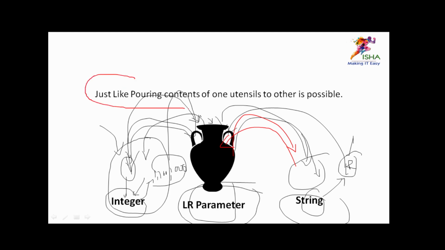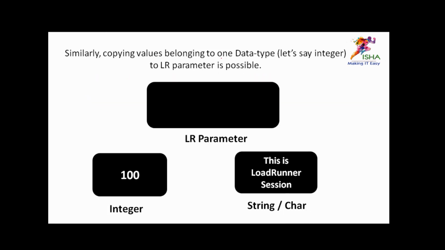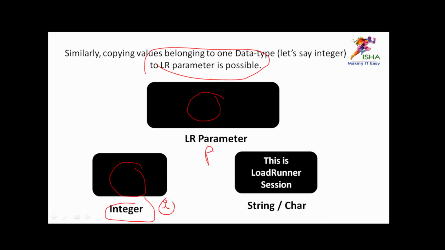Just like pouring the contents of one utensil to another is possible, similarly copying the values belonging to one data type, let's say integer, to the LR parameter is possible. You see, let's say this integer is I, and you have 100 inside that. You can put that 100 into this LR parameter. Let's say the LR parameter is P. So I is an integer variable, and you have 100 inside that. Putting that 100 into this parameter called P is possible.